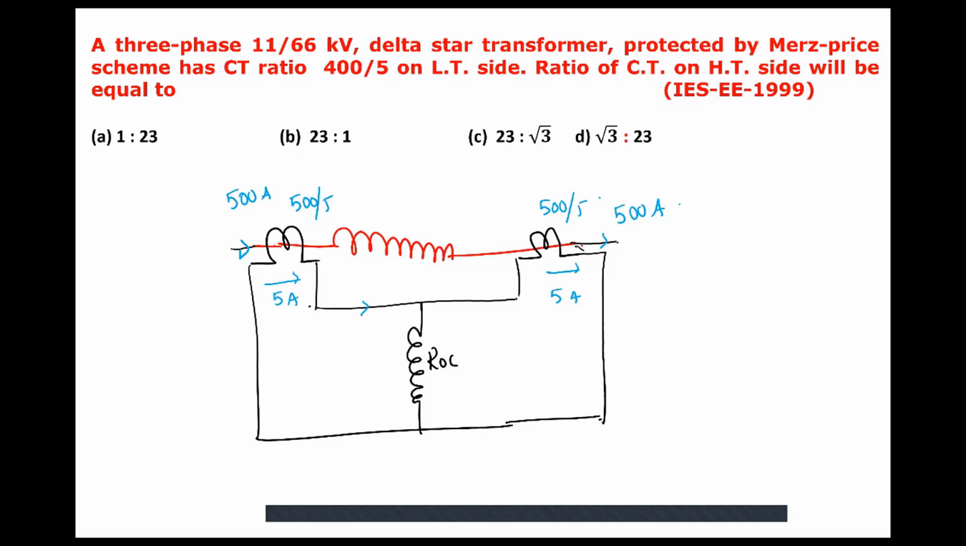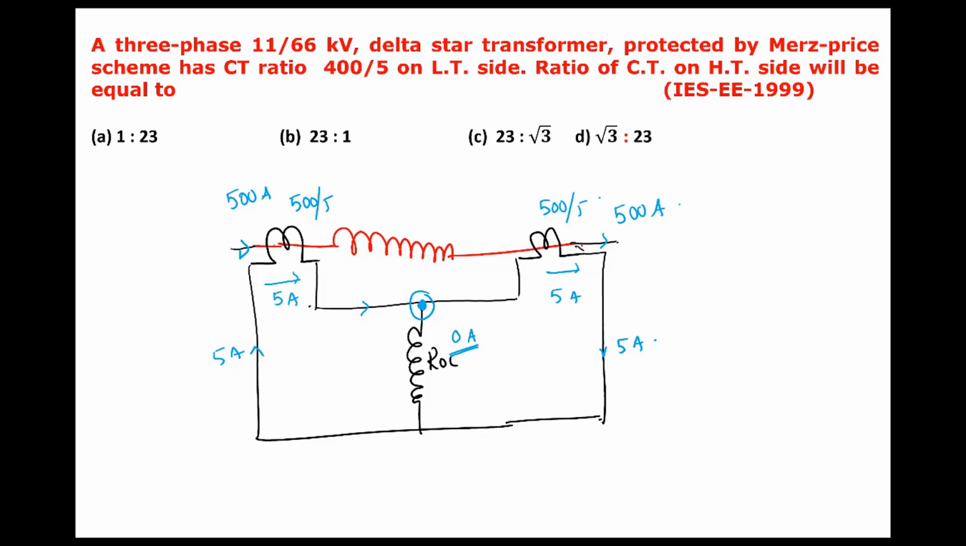Now, if you apply KCL here, how much current will flow through the relay operating coil? Tell me how much current will flow through the relay operating coil? 0. So under healthy condition, the current differential scheme has to be implemented such that the relay carries 0 current. That is the basic idea of any current differential scheme. When there is any fault, the relay will carry some current. If it is greater than the pickup value, then the system will trip.